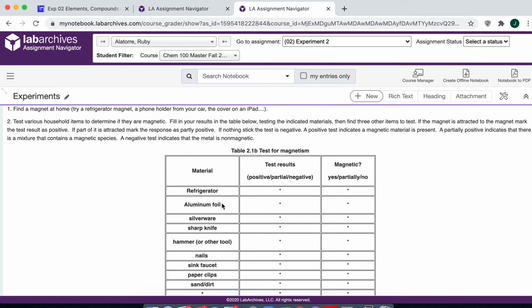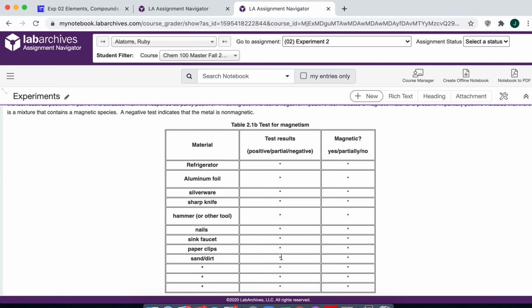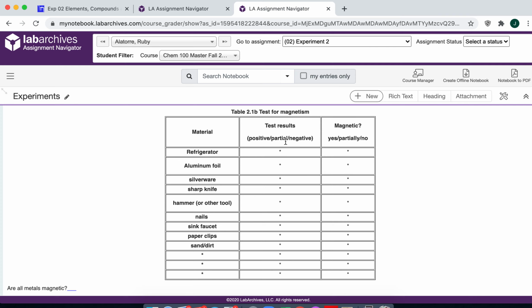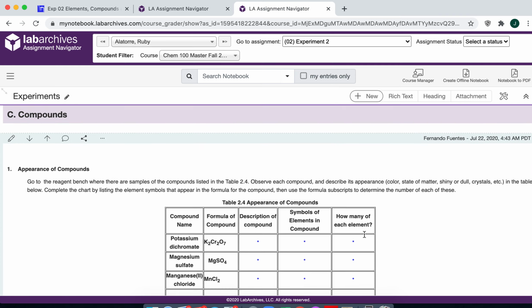You're going to test whether it is attracted or not attracted to the magnets. If it is attracted to the magnets, you put positive. If not attracted to the magnets, for example aluminum foil, you put negative. And if somehow partially attracted, you put partially, and yes, no, or partially in the next question.